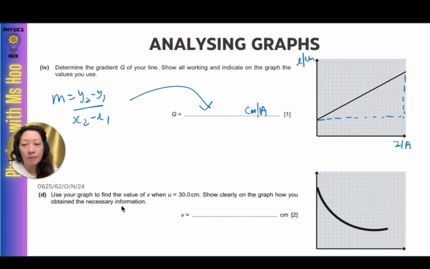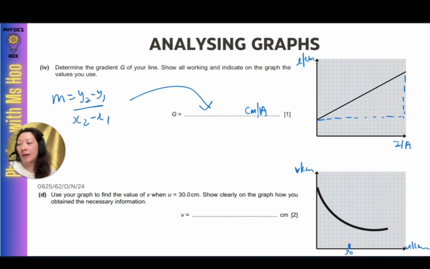So for example, this question here asks you to use your graph to find the value of V when U is 30.0 cm. Show clearly on a graph how you obtained the necessary information. So to interpolate here means that you've already got the graph plotted out. You need to find the value of one of the variables given the other. So for example, if this was a V versus U graph, to find the value of V, you need to look up the value when U is 30.